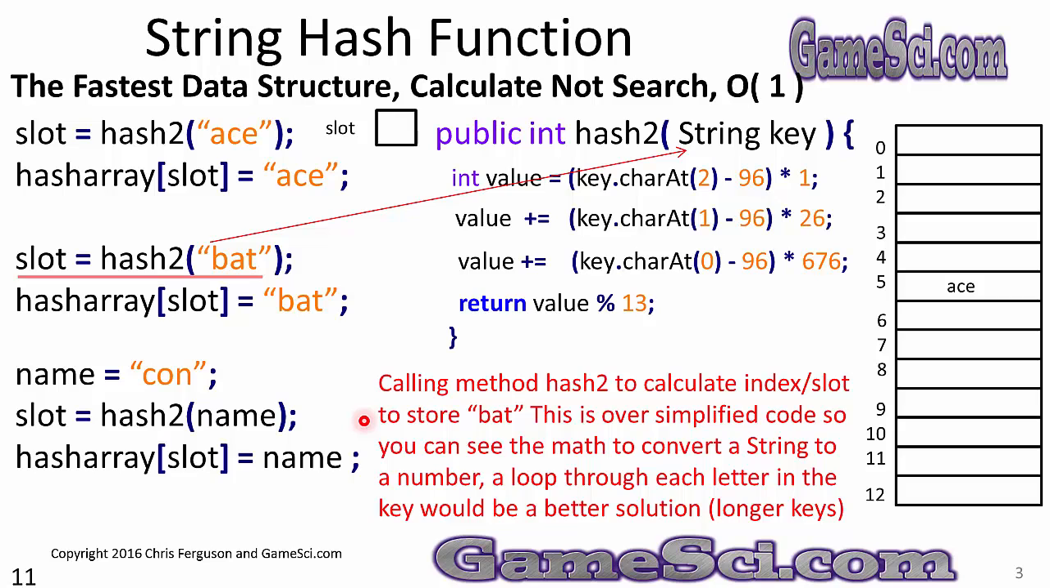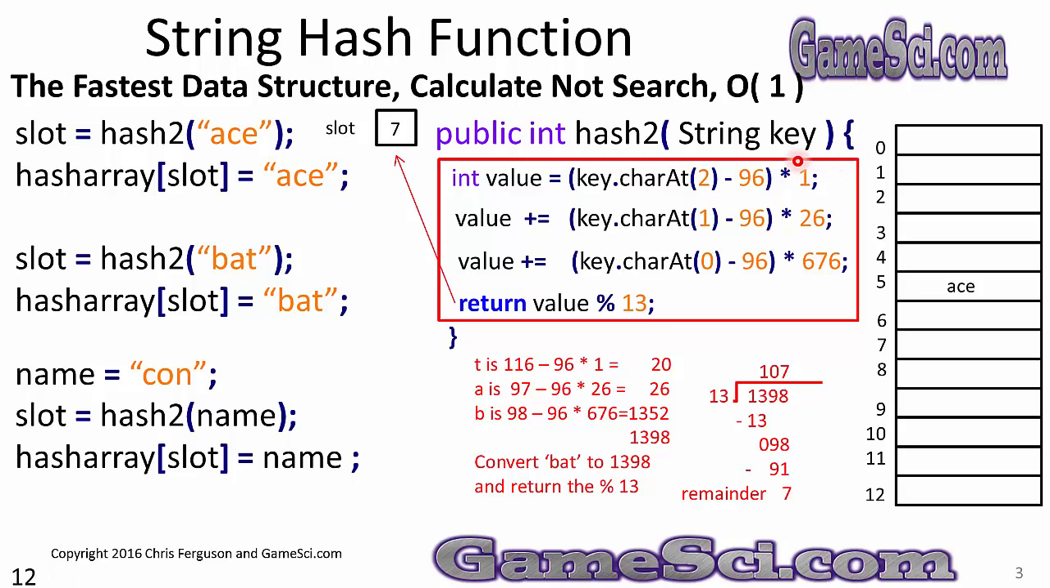This is oversimplified code so you can see the math to convert a string to a number. A loop through each letter of the key would be a better solution. It would handle longer keys. But right now I'm using very much hard-coded values as parameters and in the function so you can see how this works. Inside hash 2, remember we've passed it the key bat. We need to go through the letters in the key bat, convert them to numbers, and multiply them by their powers of 26. So when I do key.charAt(2), I'm getting the character at position 2.